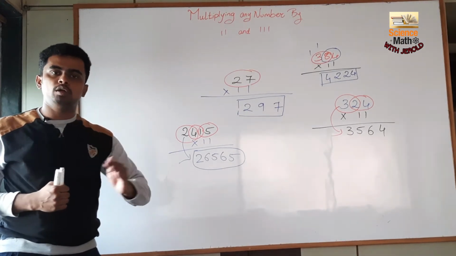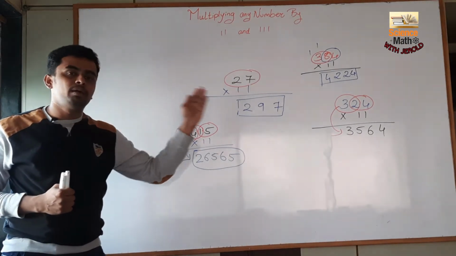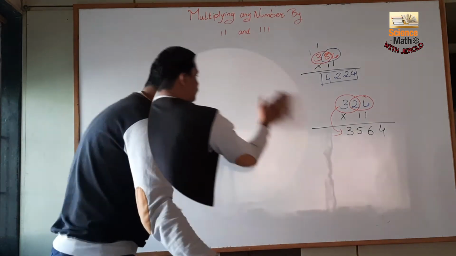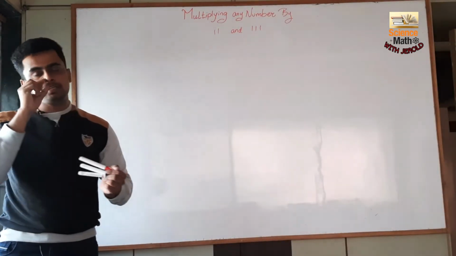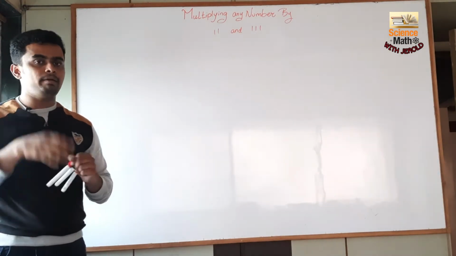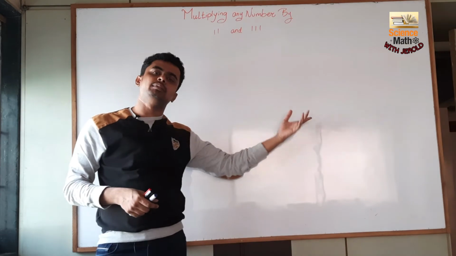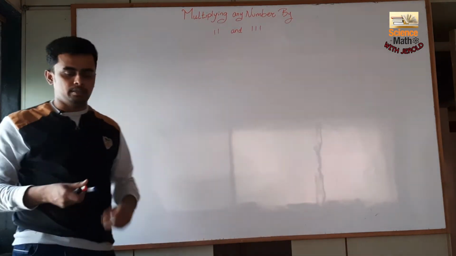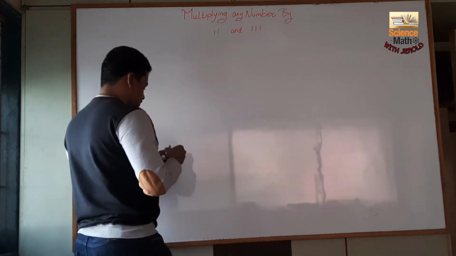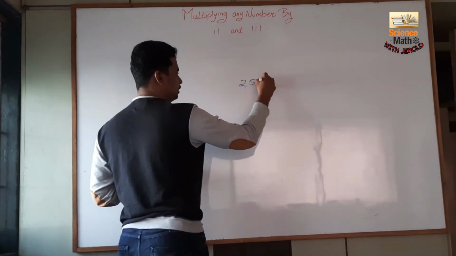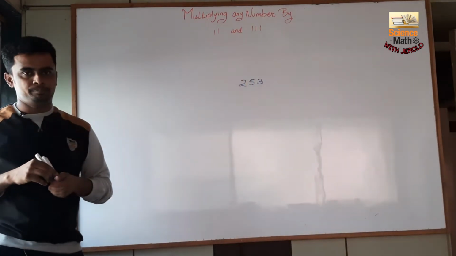Now let us move on to the next part of the video, that is multiplying numbers by 111. So let us see how to multiply any number by 111. As 111 is a 3-digit number, we will start the multiplication with a 3-digit number. So let us say the number is 253. This is my number.